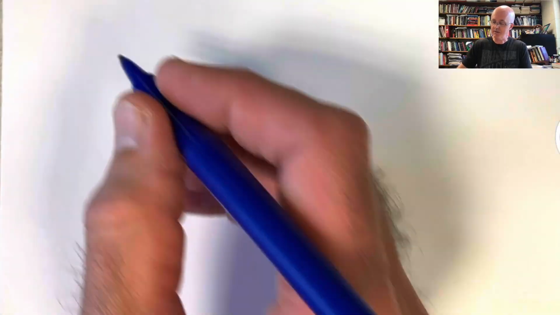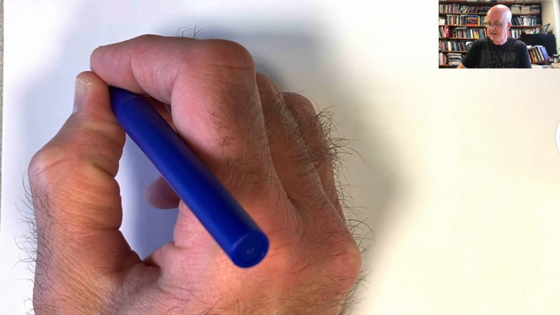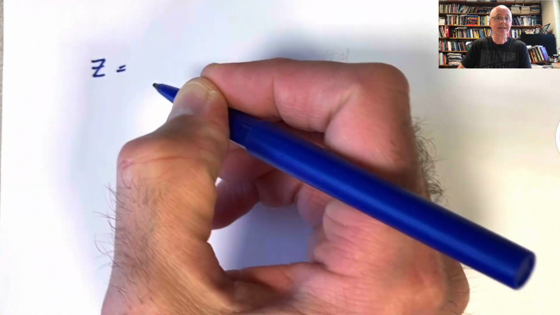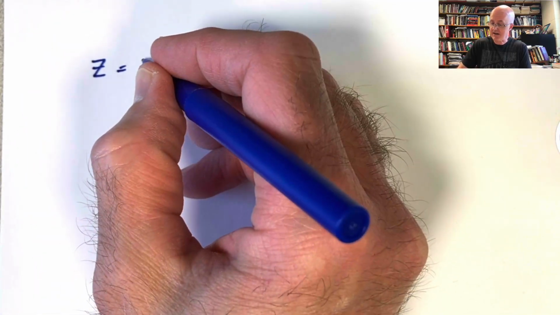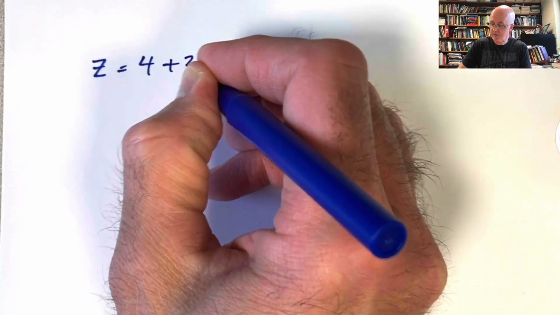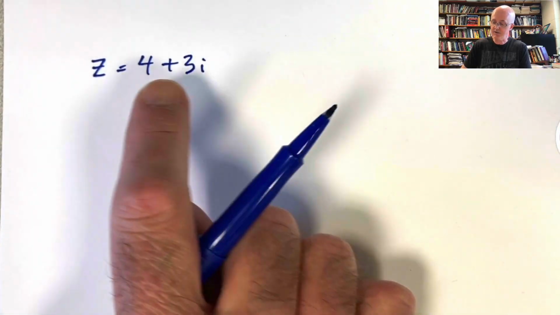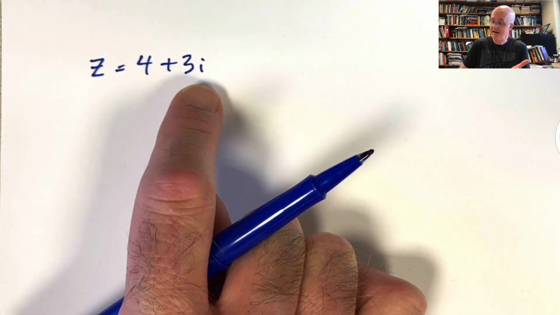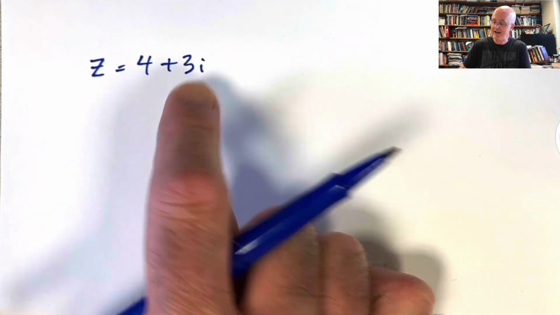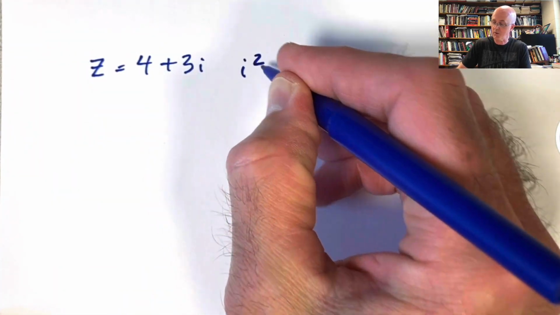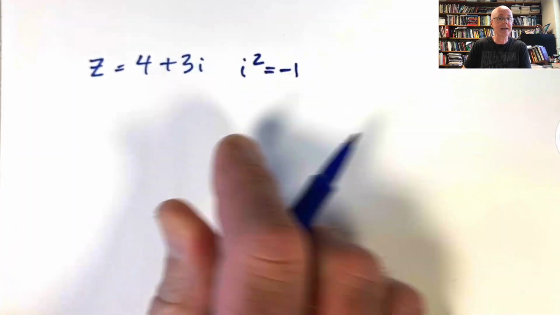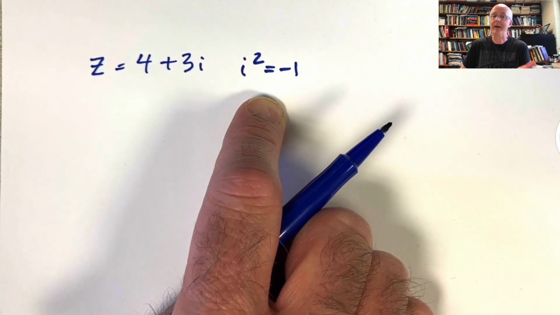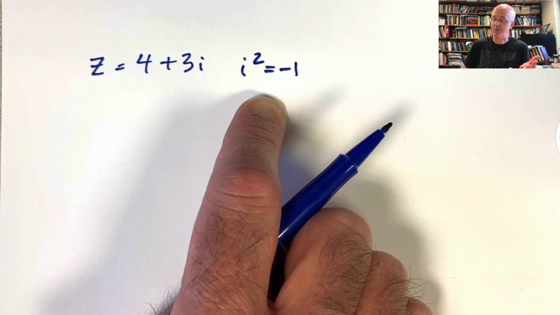Let's take an example. A complex number is typically denoted by the letter z in complex analysis. Let's take a complex number z to be 4 plus 3i. So what you see here is you've got a real number, in this case 4, plus another real number times i, the imaginary unit. i is, as we saw in video number 1, defined by the property that i squared equals -1. This leads to all sorts of amazing applications and interpretations.